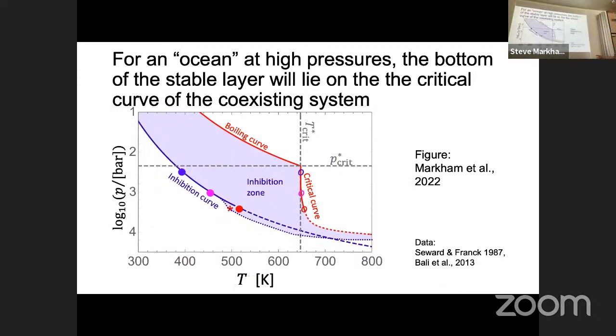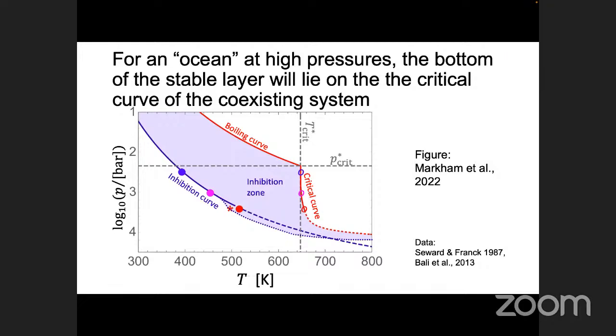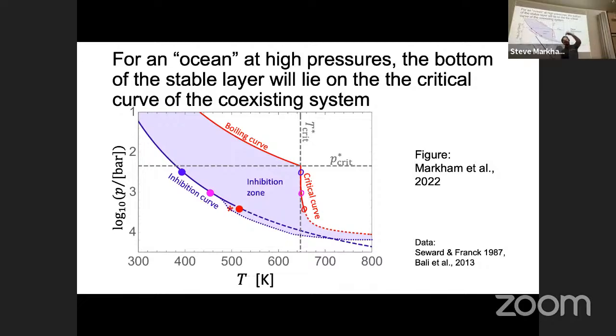So this leads to this plot here, which shows pressure on the y-axis and temperature on the x-axis. We're interested in where convective inhibition happens in pressure-temperature space, including under supercritical conditions. So here you have the inhibition curve. This is the top of that specific volume diagram that I showed before. You can just tabulate this and you get a unique curve.